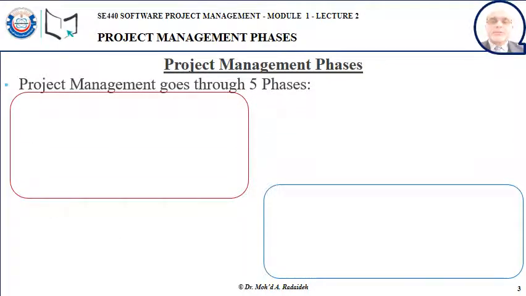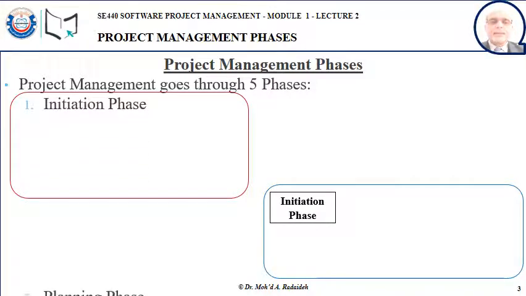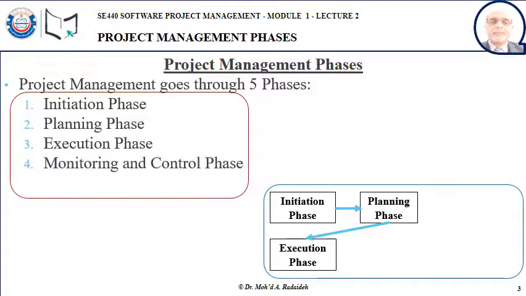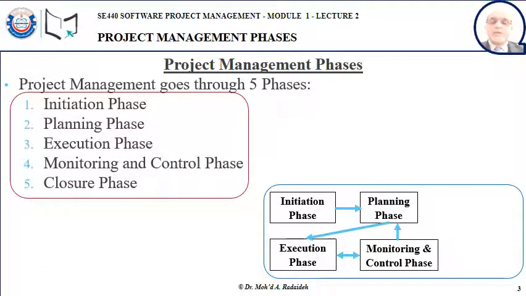A project management typically comes in 5 phases. Initiation phase, a planning phase, execution phase, monitoring and control phase, and closure phase.